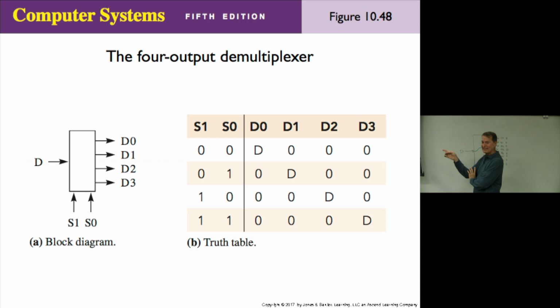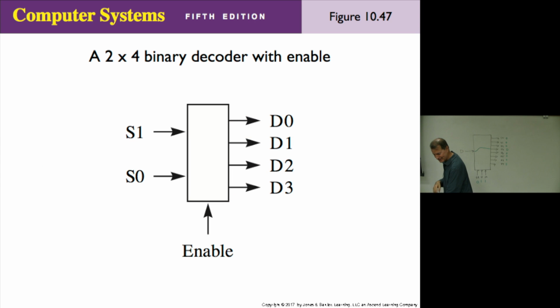Think about it. If D is 0, it'll turn everything to 0, everything should be 0, as if it's disabled. And if D is 1, then what? It will act normally. So does everybody understand what we just discovered? A demultiplexer is actually the exact same chip, and does the exact same function, as a binary decoder with an enable.